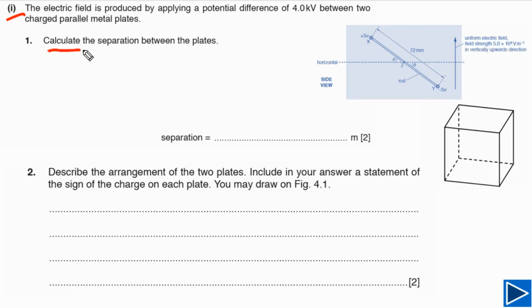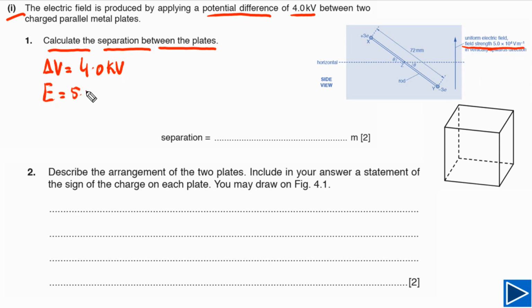For part B1, we simply need to calculate the separation between the plates, and the potential difference between plates is given, that is equal to 4.0 kilovolts. So simply we can write down delta V is 4.0 kilovolts. And the magnitude of E is also given, this is 5.0 times 10 to 4 volts per meter. For this question we need to calculate separation. It means we need to find the value of d.